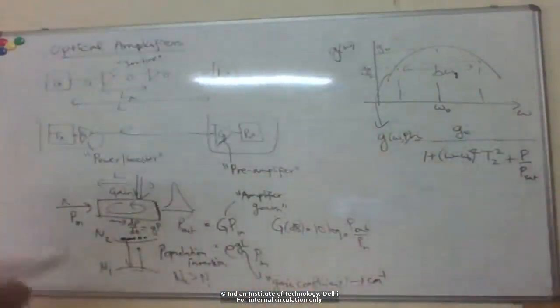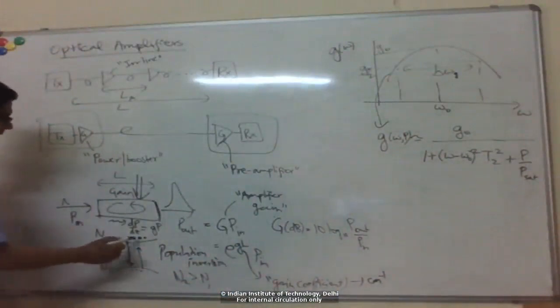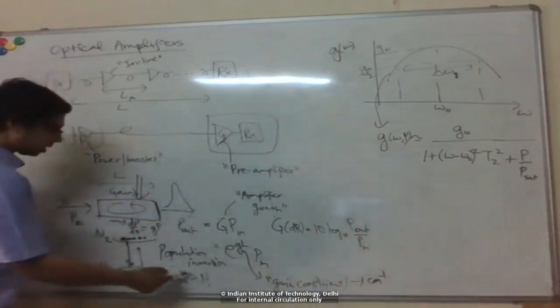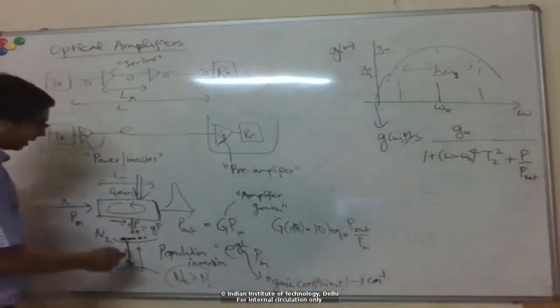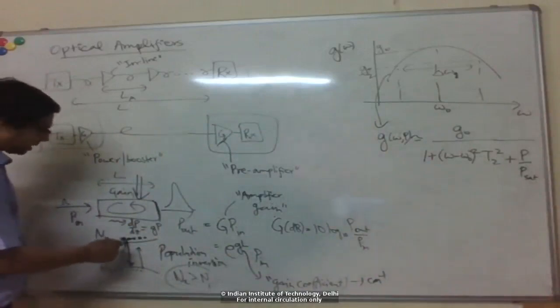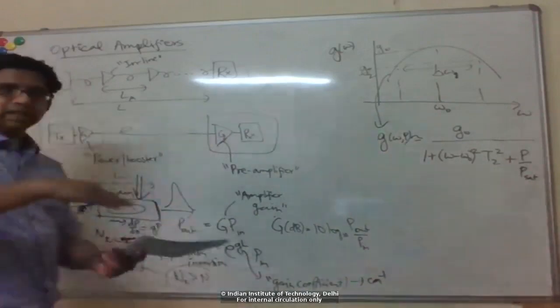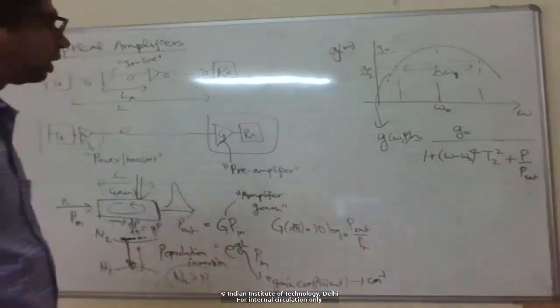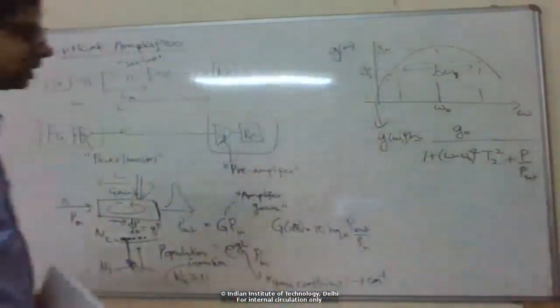That's because as you increase the power, you are increasing the stimulated emission, and the gain coefficient is proportional to the amount of population inversion you have. But as you keep increasing the power, stimulated emission is causing atoms to come down from the excited to the ground state, so it's decreasing the amount of population inversion. So that effect is basically being captured by this gain saturation.